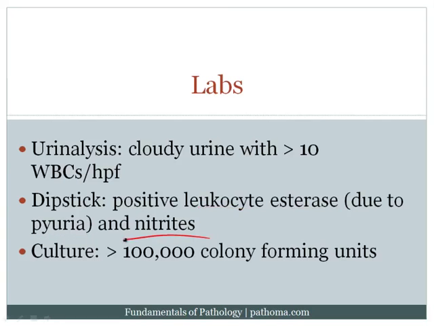In addition, there'll be nitrites. Now, bacteria, they take nitrates, which are present in the urine, and convert it to nitrites, and so when you have nitrites, that tells you that you have bacteria within the urine. And finally, the gold standard is culture greater than 100,000 colony-forming units.